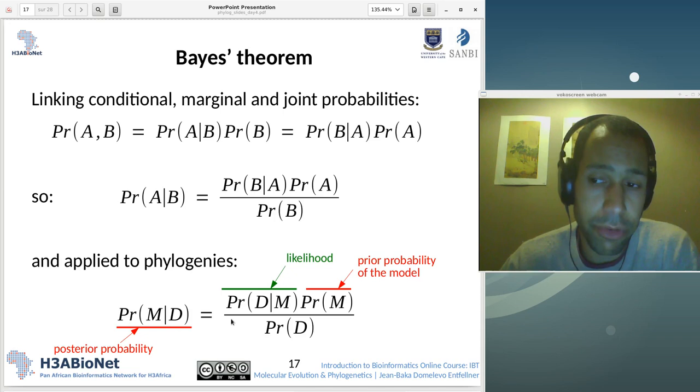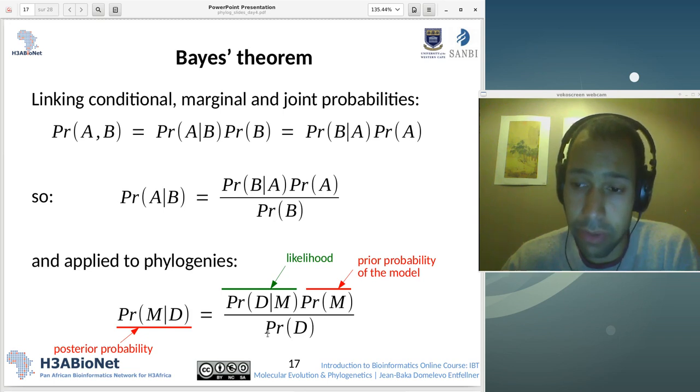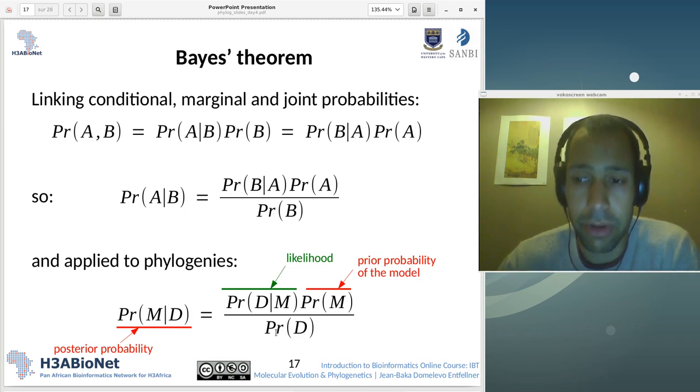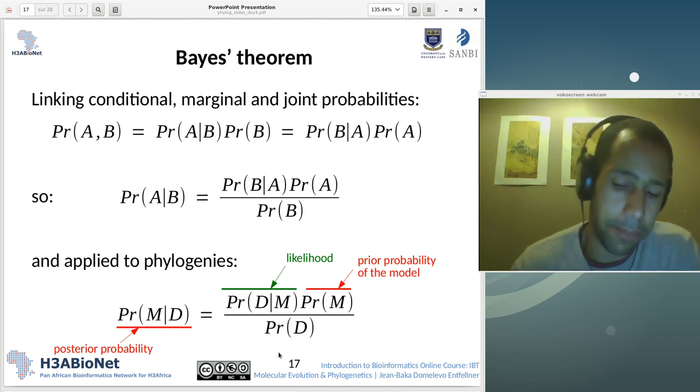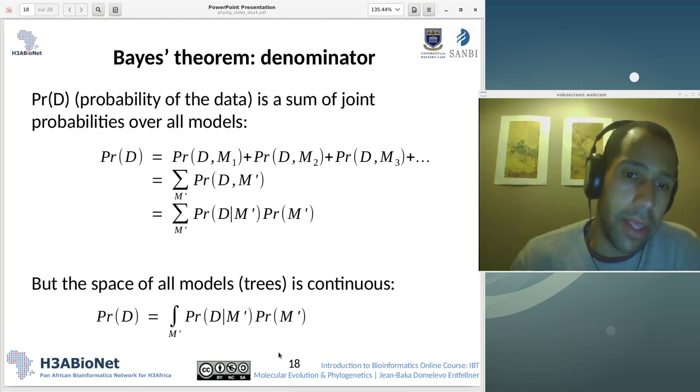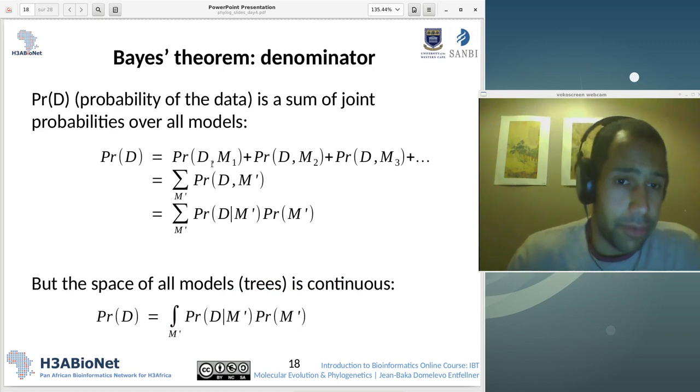But we'll see that computationally speaking, it's very demanding. And we leave for the next slide what we have: the denominator, the probability of the data here. It's very difficult to calculate as it is. Probability of the data, we don't know. We just got the data. So we observe the data. What do you mean that I have to calculate the probability of the data? So let's see this denominator.